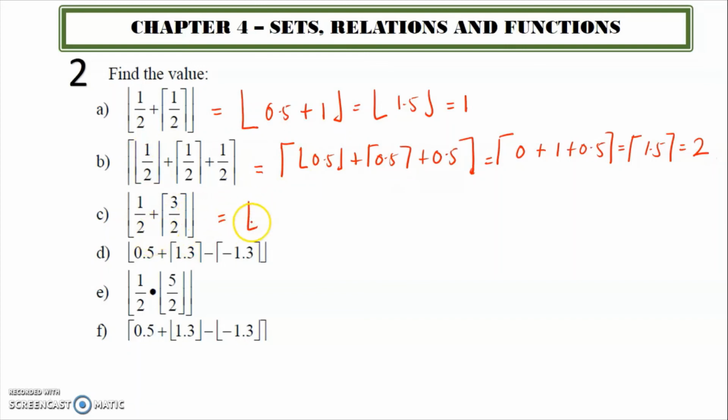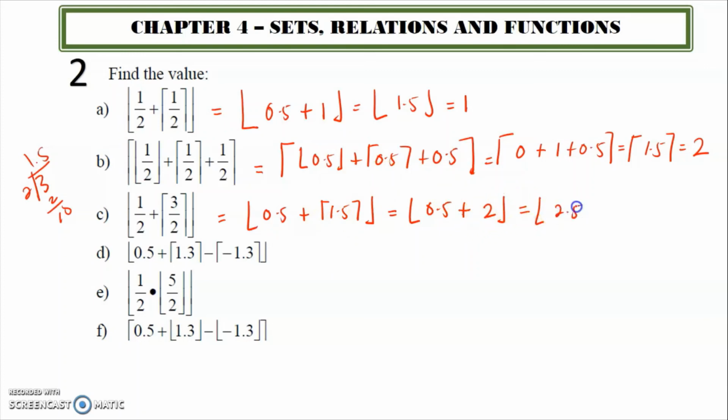C. Floor, so half 0.5 plus, so 3 over 2. So 3 over 2, so 1.5. So ceiling for 1.5, floor, so 0.5 plus ceiling for 1.5 equals to 2. So bila kita dah selesaikan dia punya floor and ceiling function, so the symbol dia hilang, so tinggal number sahaja. So floor for 2.5 equals to 2.